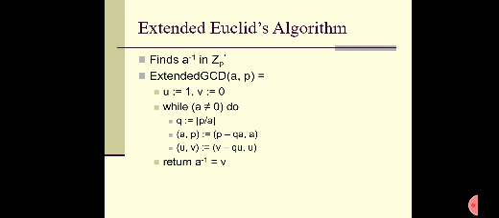Extended Euclid's algorithm: find A inverse in Zp star. Extended GCD of A, P: U equals 1, V equals 0. While A is not equal to 0, do Q equals P divided by A, P, A equals P minus QA, A, U, V equals V minus QU, U. Return A inverse equals V. This is one of the applications of extended Euclid's algorithm.